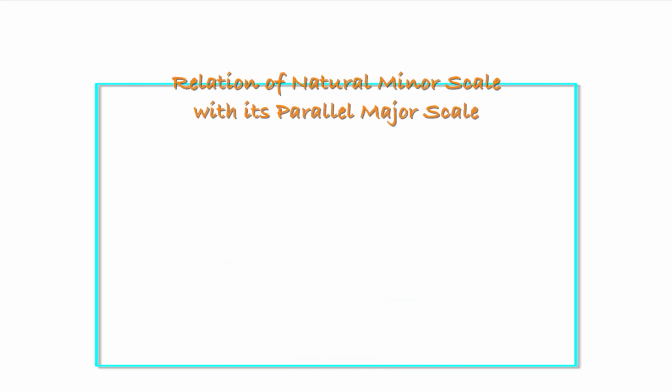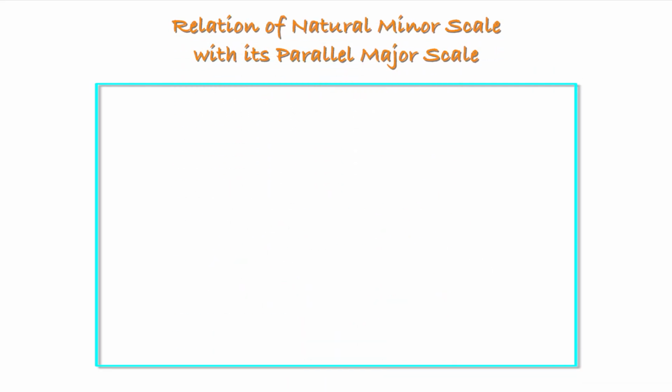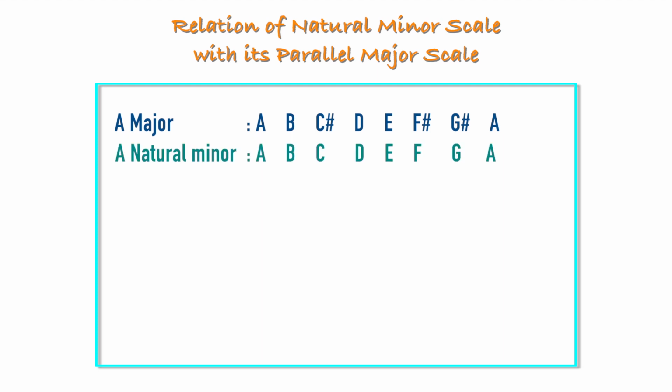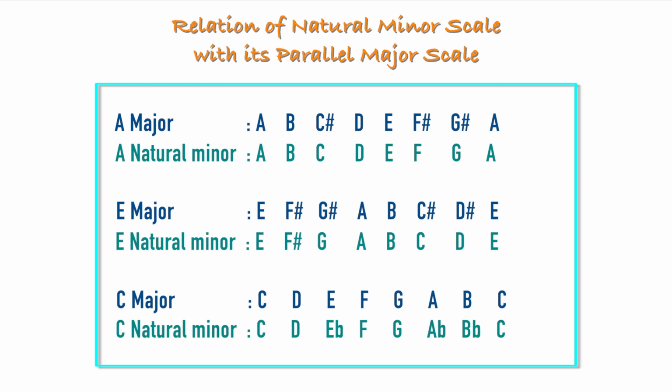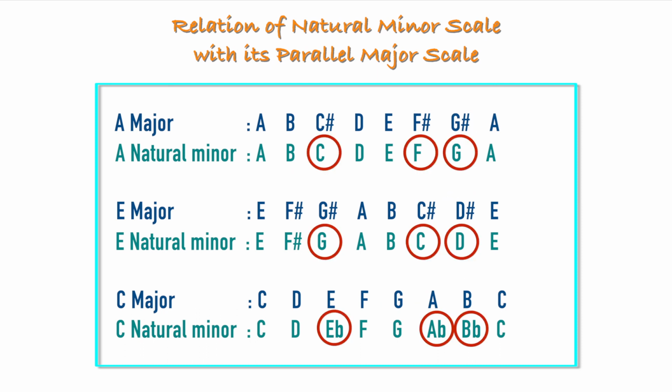The relation between natural minor scale and its parallel scale can be seen from this. This is the A major scale. And this is the A minor scale. This is E major scale. And this is the E minor scale. This is C major scale. And this is the C minor scale. It means, if we lower by one flat the third, sixth, and seventh note of the parallel major scale, it becomes natural minor scale.